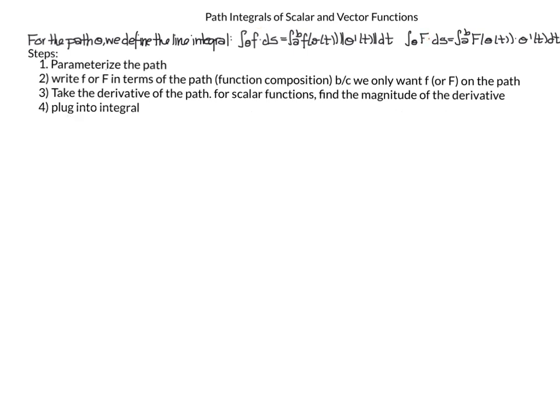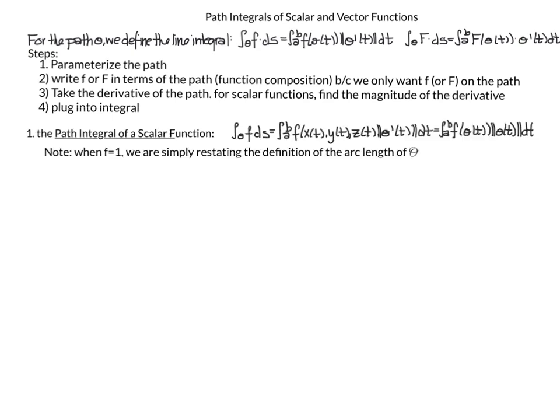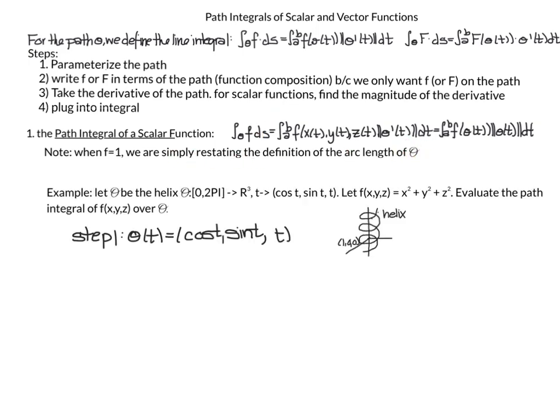We are going to learn to take the path integral both for scalar functions and vector functions, and the steps to do those are very similar. The first is to parameterize the path. The second is to write f or a capital F in terms of the path, that is, use function composition. Third, take the derivative of the path. This is really the only difference between scalar and vector. For scalar functions, find the magnitude of the derivative, and then fourth, plug into the integral formula. And of course, the formulas are a little bit different, but not by much. It's either just a multiplication or a dot product. The other thing to note is when f equals 1 in this scalar function, we're simply restating the definition of the arc length of sigma.